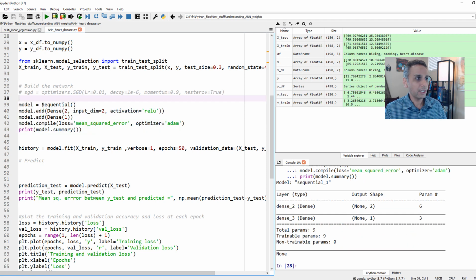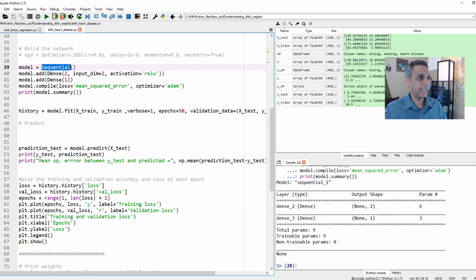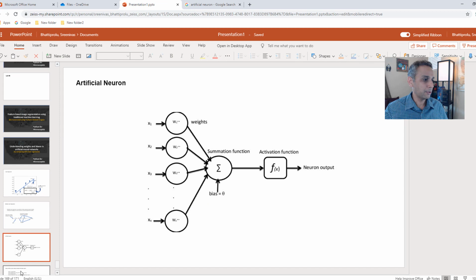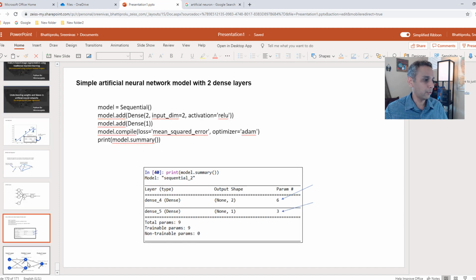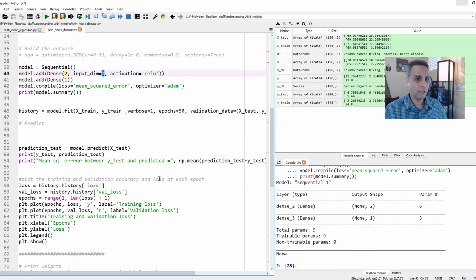So for the network, we are using the Sequential method, which is part of tensorflow.keras.models. And then I'm adding a dense layer with my input dimensions equal to 2. We have 2 columns, so input dimensions is 2. So 2 neurons are going in, just to show you where we are. Here. So we have 2 inputs, one is biking, one is smoking. That's my 2 inputs here, and the output has only one output.